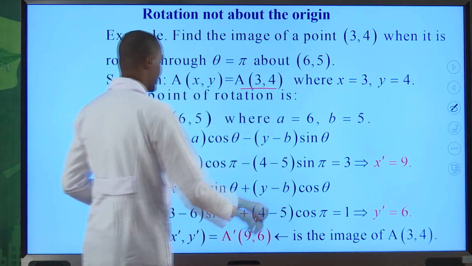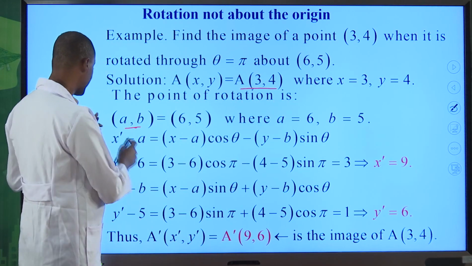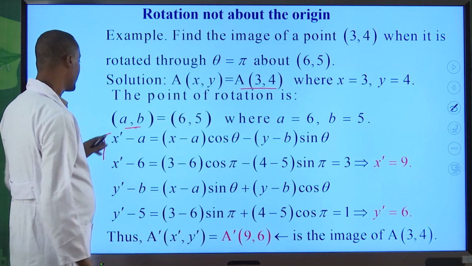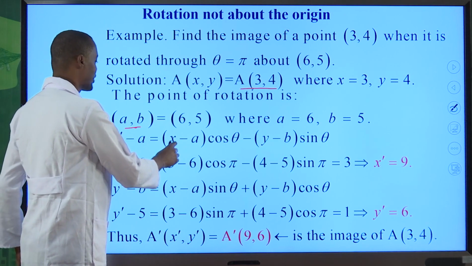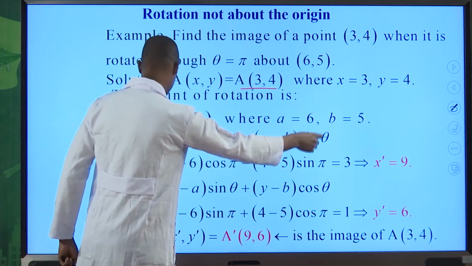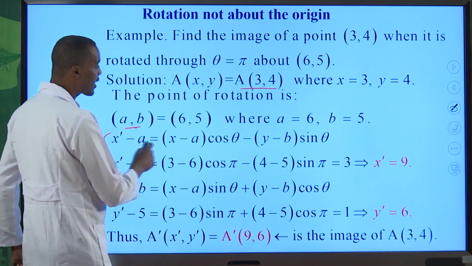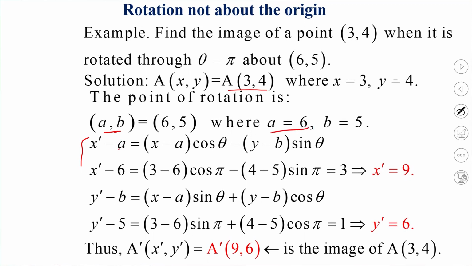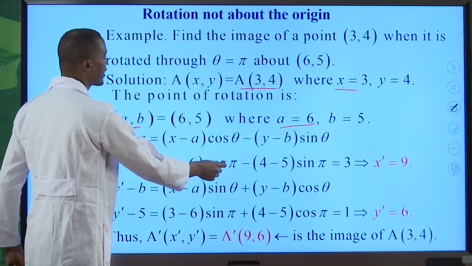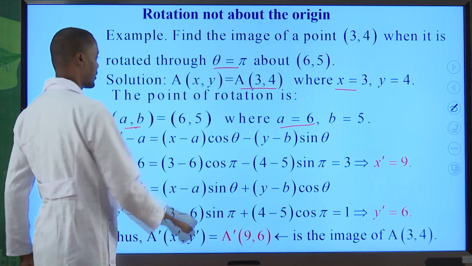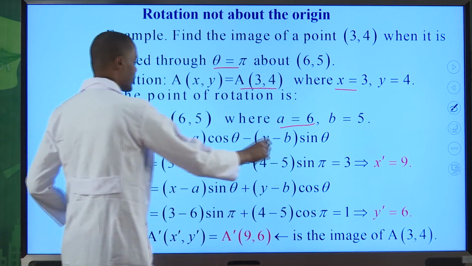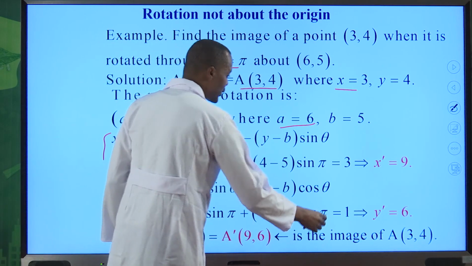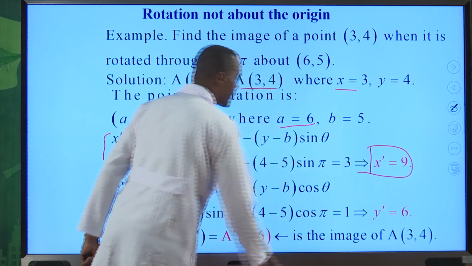the point (6, 5). So by directly substituting into our formula, x prime minus a is equal to (x minus a) cos theta minus (y minus b) sin theta. X prime minus my a is 6, x minus a, 3 minus 6, because my x is 3, times cosine of theta. My theta is pi, because it says that theta is pi. And then after directly substituting everything you have, you will get x prime to be equal to 9.